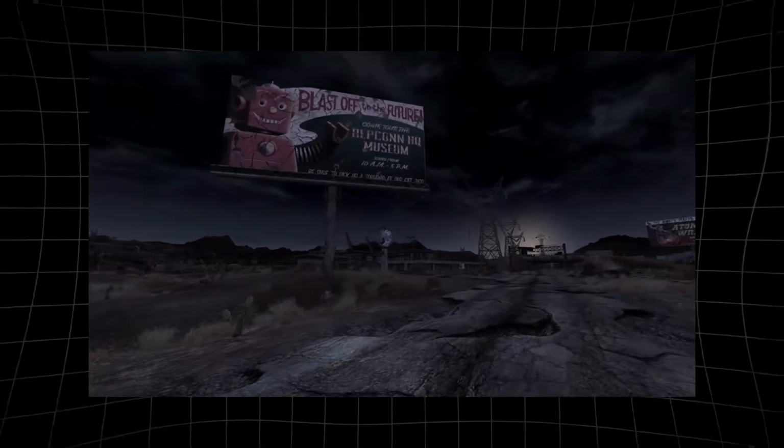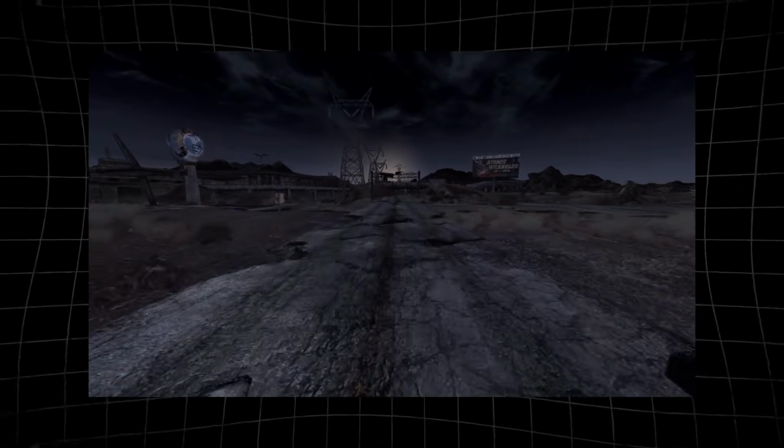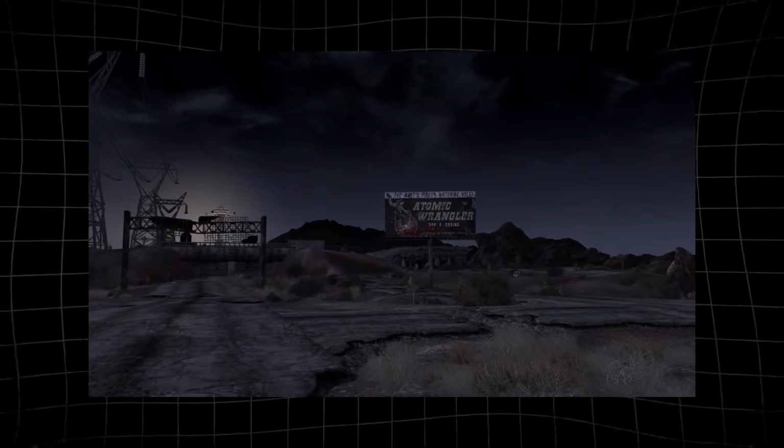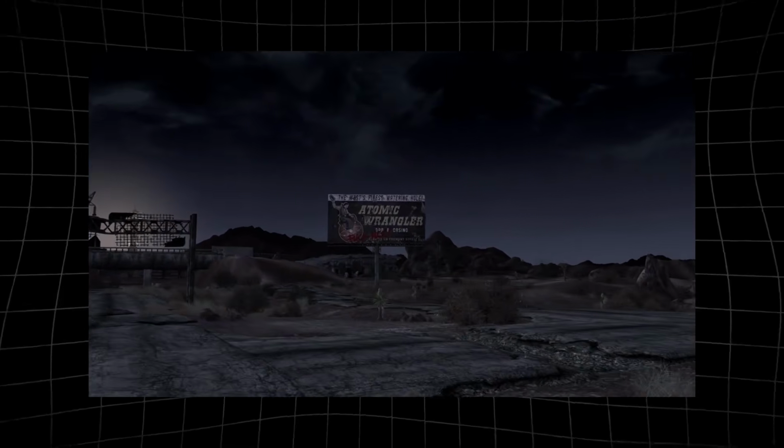What existed instead was a network of connected interests, all pointing in the same direction, all quietly preparing for an ending they could feel arriving.